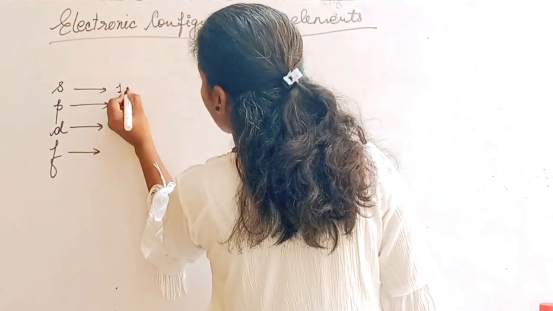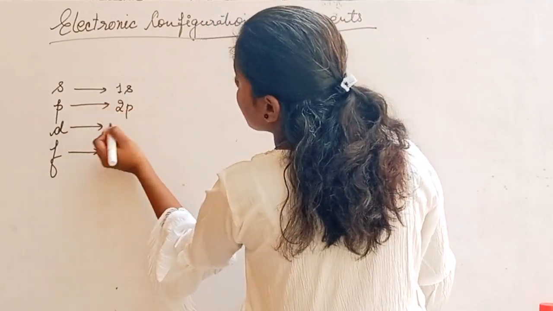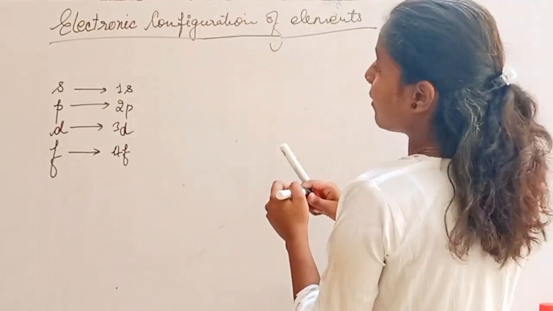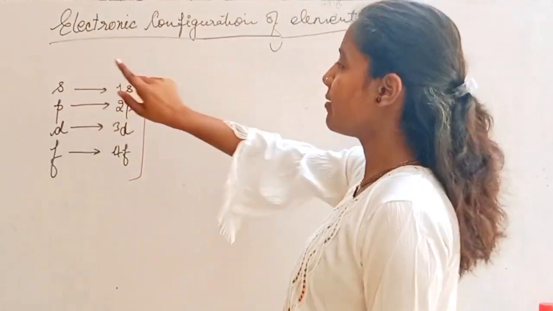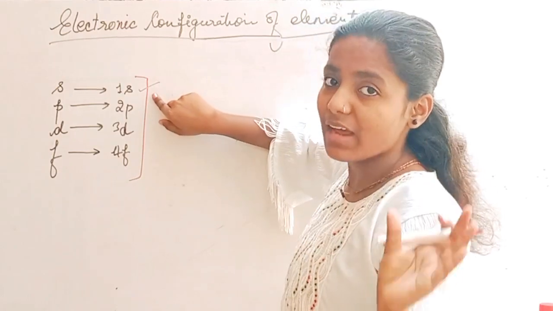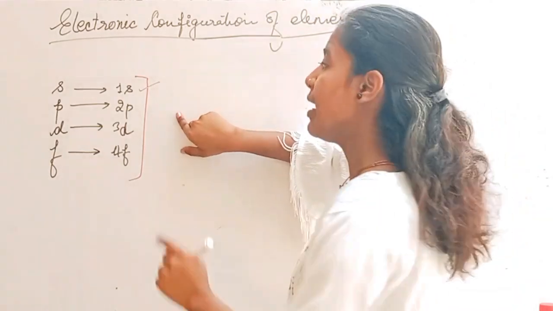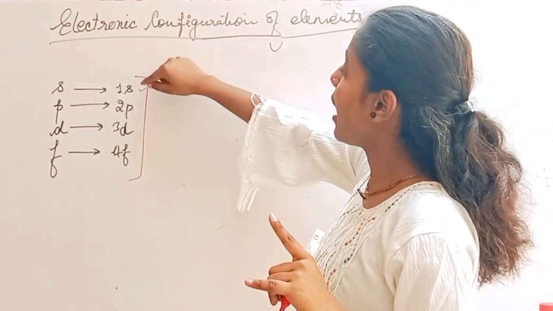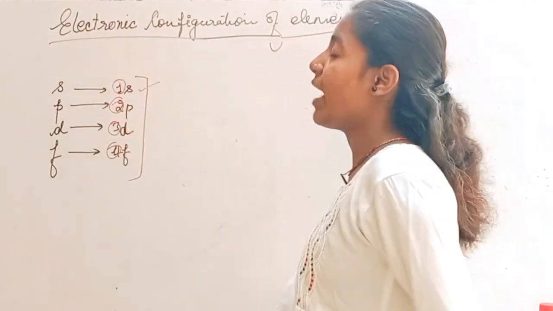Now S starts with 1s. S is basically written as 1s. P is basically written as 2p. D is 3d, and F is 4f. Now, why is this written like this? The answer is that S starts with your first shell, P starts with your second shell, D starts with your third shell, and F starts with your fourth shell. That is why 1, 2, 3, and 4 are written before S, P, D, F.